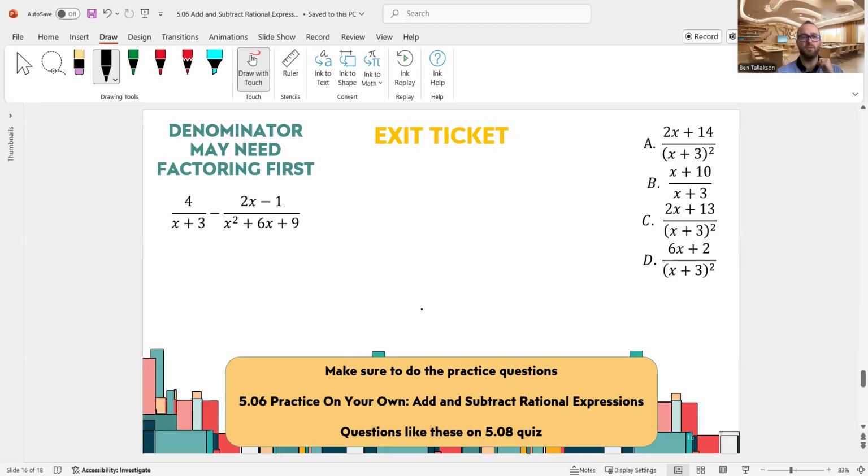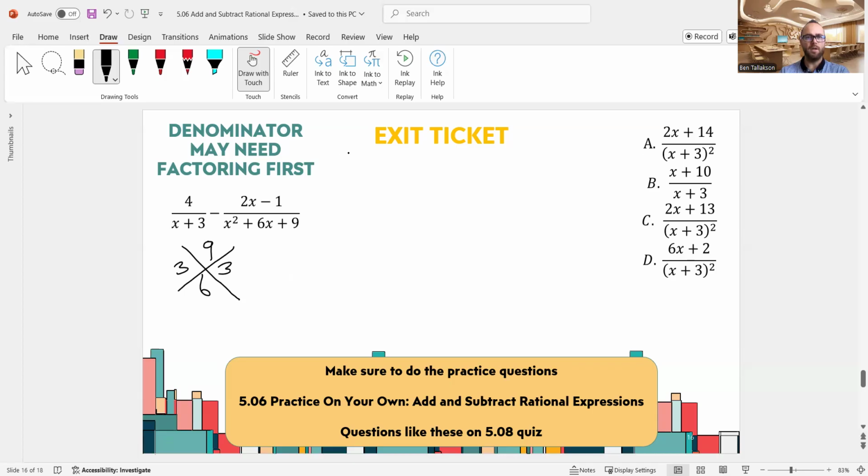This is actually the most complex problem of the day, but it's nothing you can't handle. It's the most complex because we don't have common denominators, and this one on the right is not factored. So we need to factor first. Let's do it. You should have practiced this together. If you haven't, pause the video now. It's not too late. Okay, this one's easy. 3 times 3 is 9. 3 plus 3 is 6.